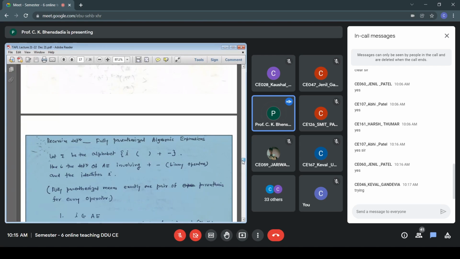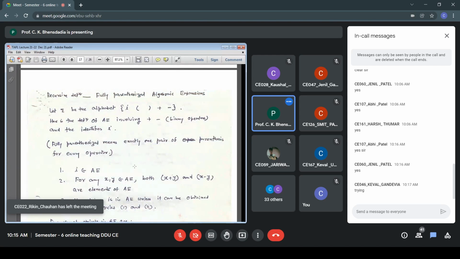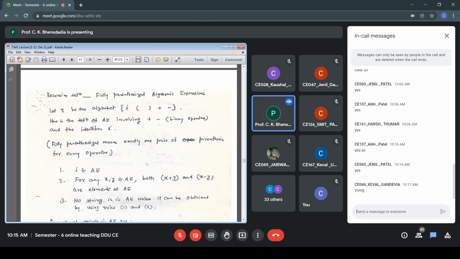So maybe let me write. Take two elements that are already there in AE: for any x and y in AE, both bracket x plus y and bracket x minus y are elements of AE. So take two elements that are fully parenthesized and apply operator plus, and at the same time apply this parenthesis. For one operator there has to be one pair of parentheses.